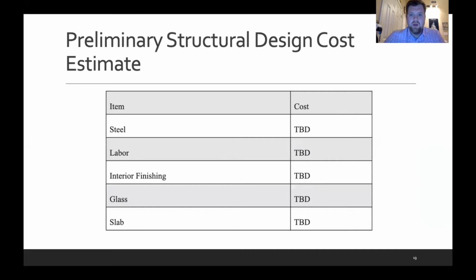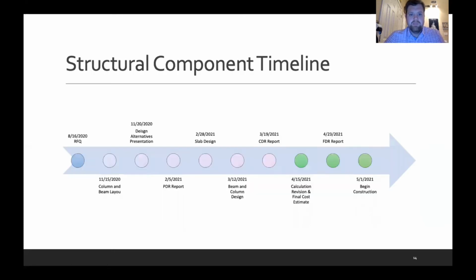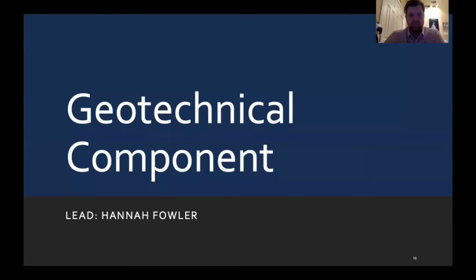This is a preliminary cost design. We have not gotten that far yet. We'll be doing that in the next report. So this is just simply breaking down the different items that will be involved in that. This is our timeline, starting with our very beginning with our RFQ, ending with our FDR report and our construction beginning. Next, I will pass it on to the geotechnical component done by Hannah Fowler.